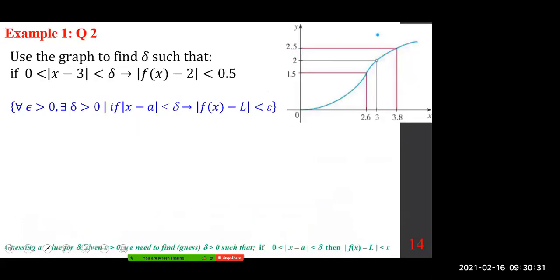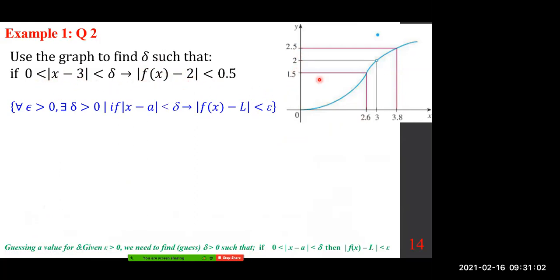You really don't need to do much. You can just look at the graph and answer it, class. I want you to know that. You can look at the graph and answer it, and that's fine. But anyway, let's go through the process and then the easy way out. The easy way out says: use the graph to find delta such that if the absolute value of x minus 3 is between 0 and delta, then f of x minus 2 is less than 0.5.